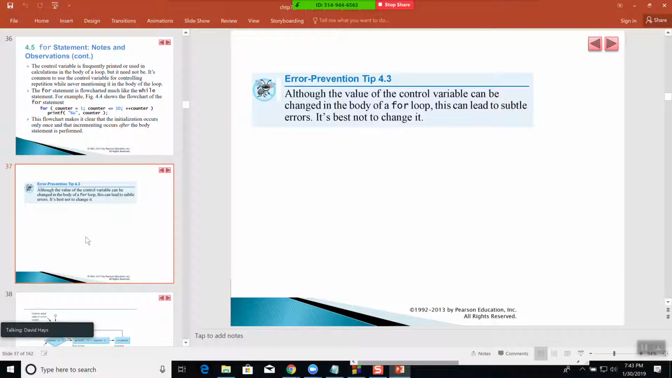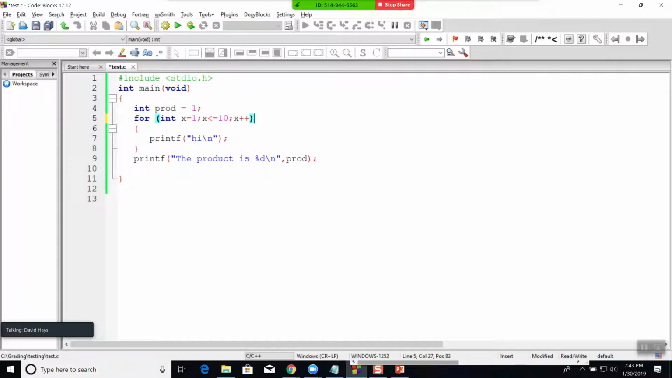Although the value of a control variable can be changed in the body of a for loop, this can lead to subtle errors. It's best not to change it. That's a bad programming practice. If I have X controlled all up here, then down here you do not change the value of X.